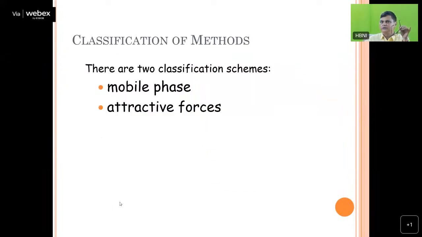So for the various classification of the methods in chromatography, there are two broad classification schemes. Either they vary because of the mobile phase or because of the attractive forces. Now we will see one by one what the variations due to the mobile phase are and what the variations due to the attractive forces are.